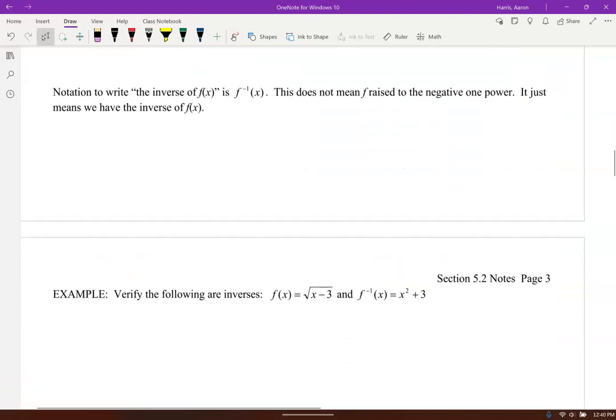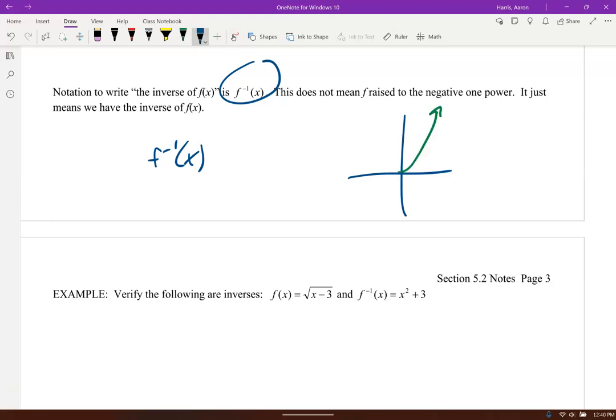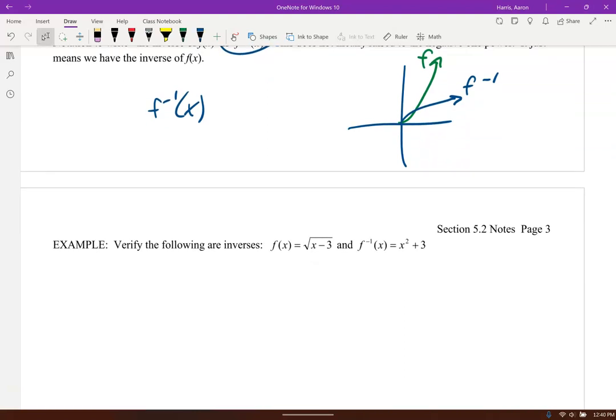A little notation, a side note, right? This does not mean f to the -1. That means f inverse, right? That's f inverse. It's the inverse of f, right? So if I know f is this, its inverse would flip-flop and look like that, right? That would be f inverse. Its inverse. Oops, that would be my f, right? f and f inverse. So instead of g, we'll use f inverse now.